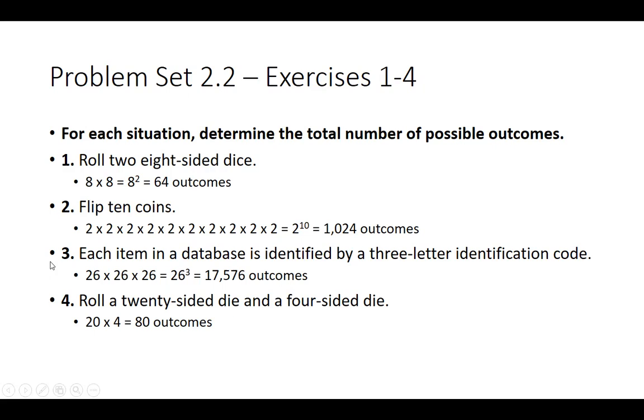Number 3, each item in a database is identified by a 3-letter identification code. Well, the identification code is 3 letters, and there are 26 letters as a possibility for each of the 3 letters in the code. So 26 times 26 times 26. That would be 26 cubed, or 17,576 outcomes.